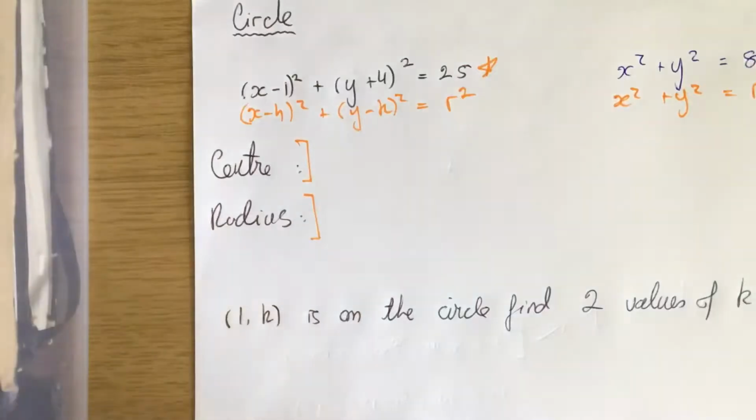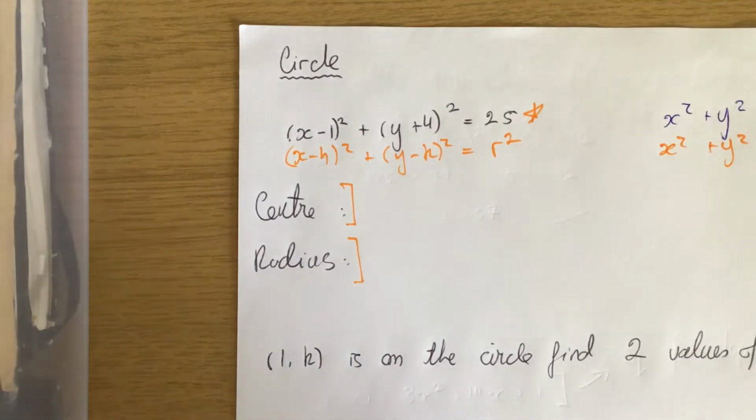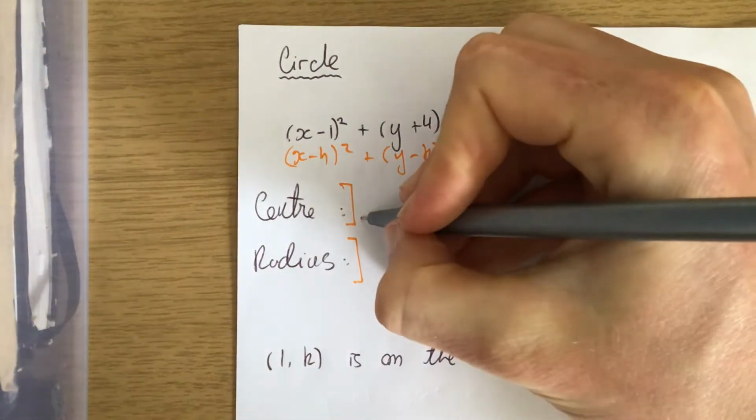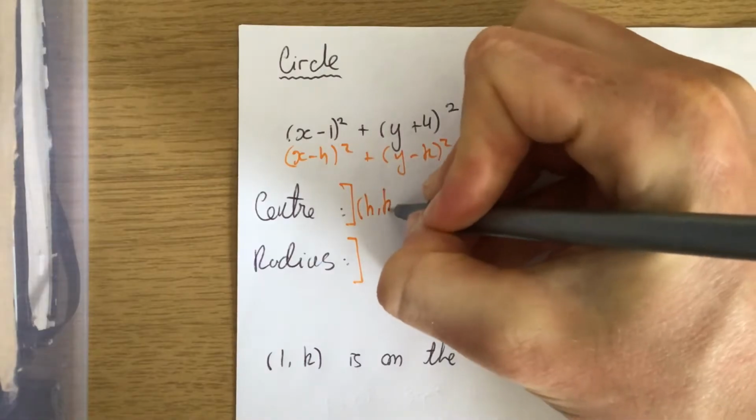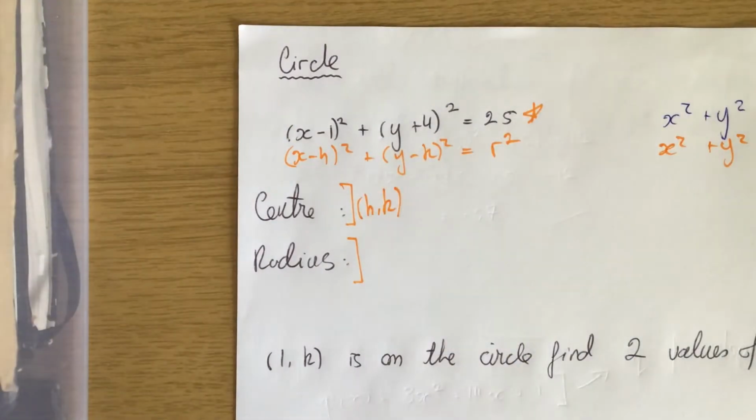Now, just focus on the one on the left to begin with. You have (x minus h) squared plus (y minus k) squared equals r squared. And we need to find the centre and the radius. Now, the centre is going to be h comma k. They're the two letters that we use to represent the centre.